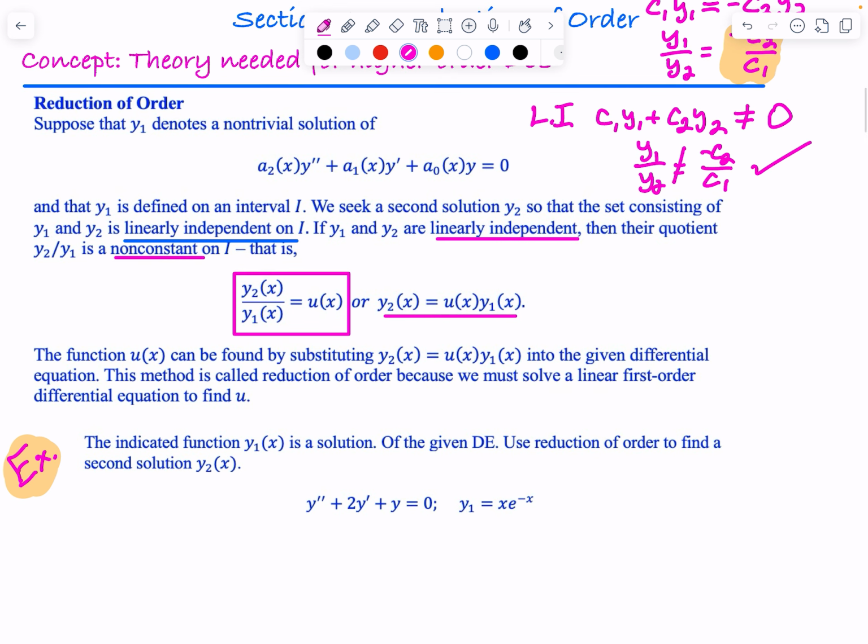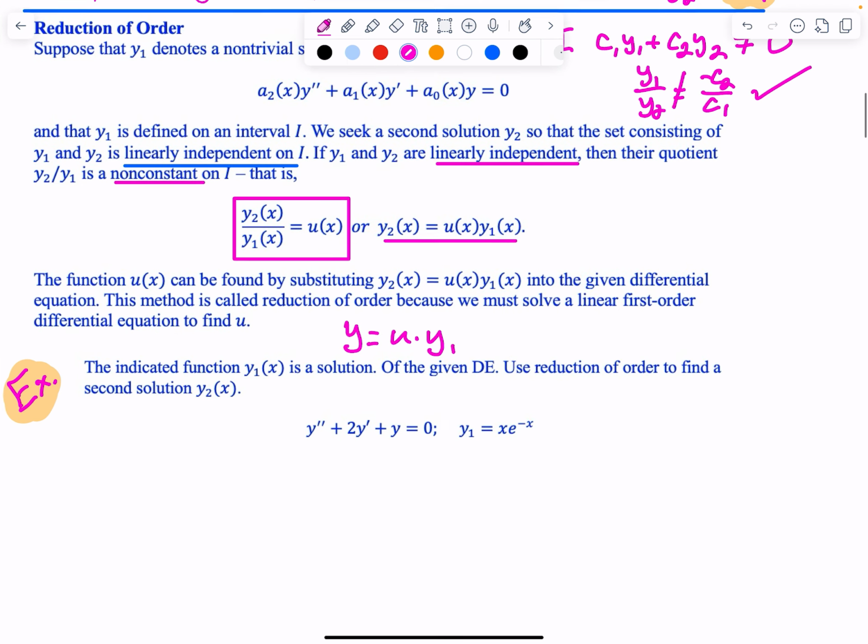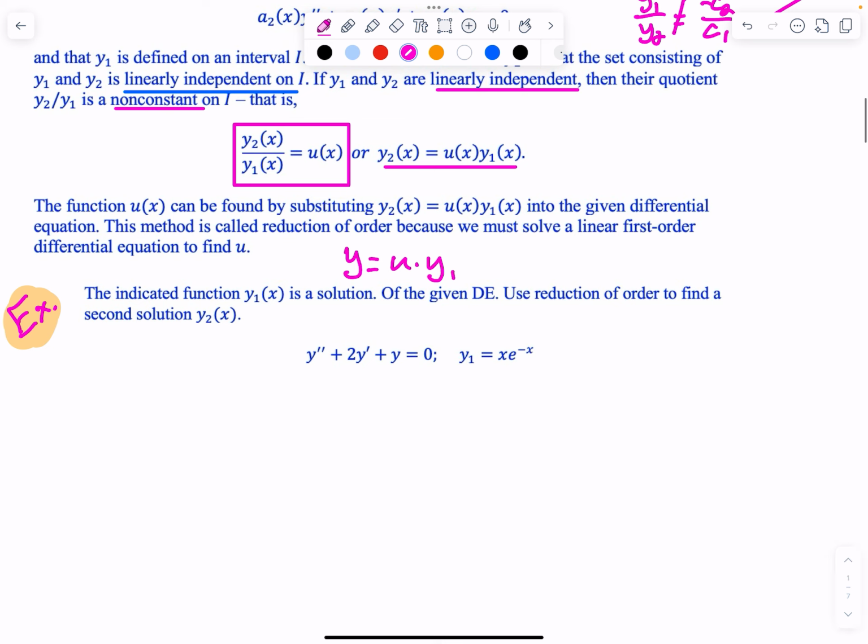So how this is going to work, we are going to make a sub, right here, y equals u times y1. If I make that sub, we'll be able to work all this out to replace and get a first order diffeq. All right, so they gave us y1, so I'm going to go ahead and write y2 here. I guess that should be a y2 up here, my bad.